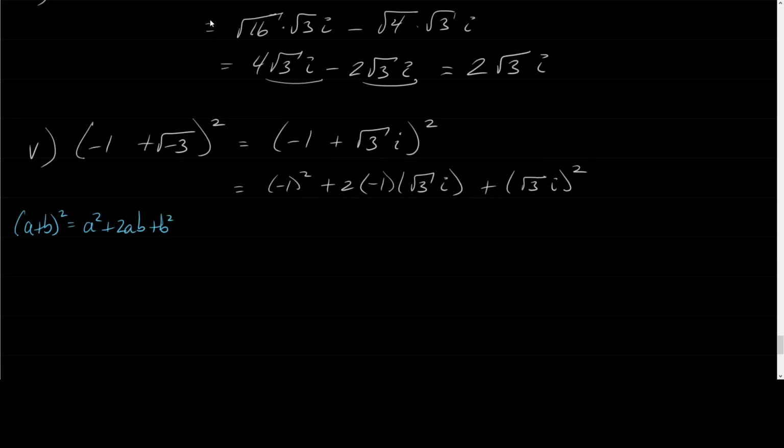All right, so what does that give us now? Negative 1 squared is positive 1. 2 times negative 1 is negative 2 times the square root of 3i, plus this part becomes 3i squared. But 3i squared, we already know that's going to become just negative 3. So we have 1 minus 3 is negative 2. So negative 2 minus 2 radical 3i.